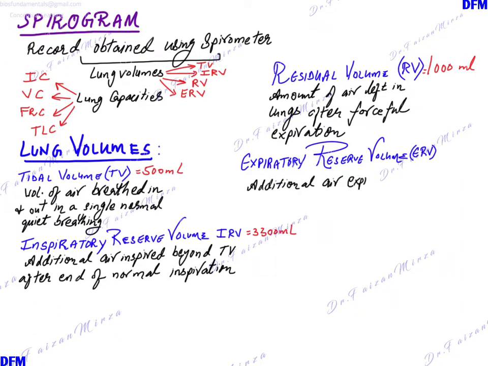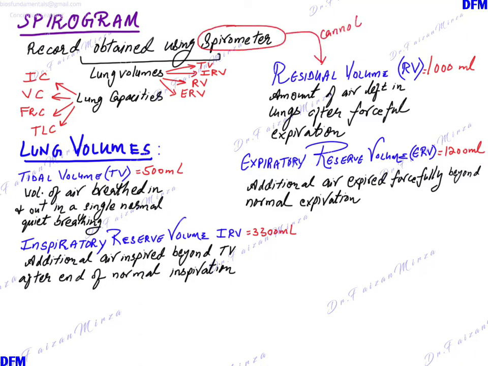ERV is the additional air expired forcefully beyond the normal expired air, which means forceful expiration. This is about 1200 ml. All these volumes can be measured using spirogram except the residual volume. Residual volume cannot be measured using spirometry. Residual volume is measured using another method, either nitrogen washout or helium dilution methods.